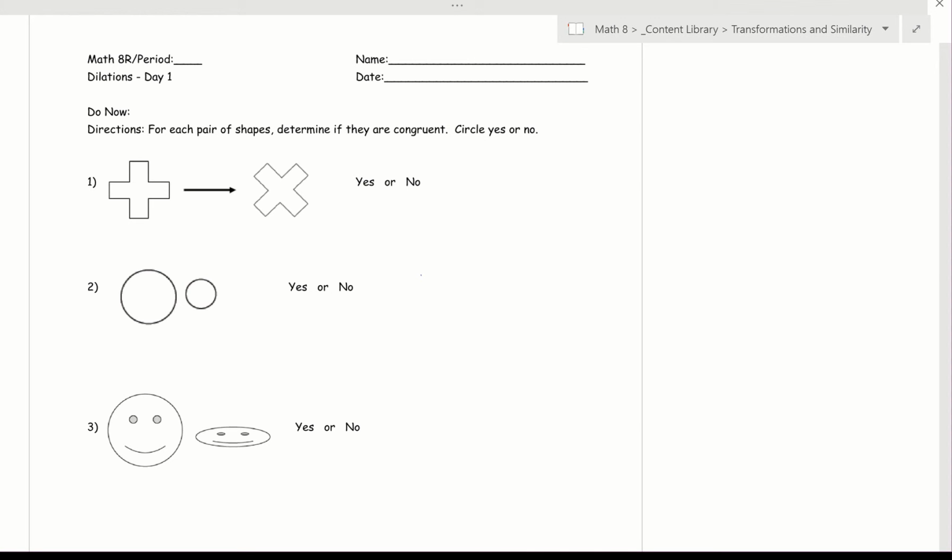So, for each pair of shapes, determine if they are congruent. Well, the first shape is a cross, and the second shape looks like an X. But if we think about it, this is just a rotation of the first picture. So yes, rotations preserve congruence. The second one, we have a big circle and a smaller circle. Well, since they're not the same size, they are not congruent. Right? Because congruent has same size.